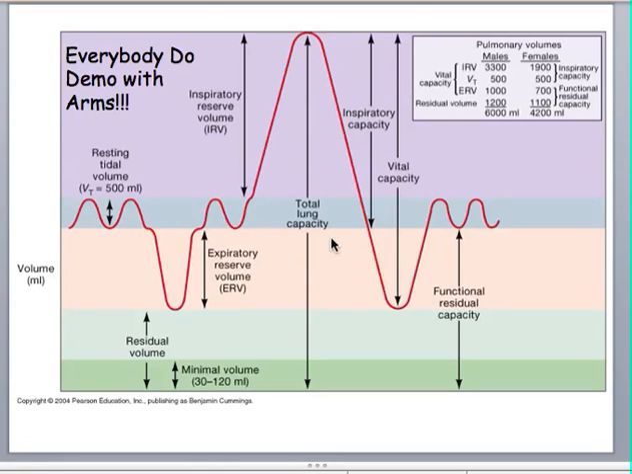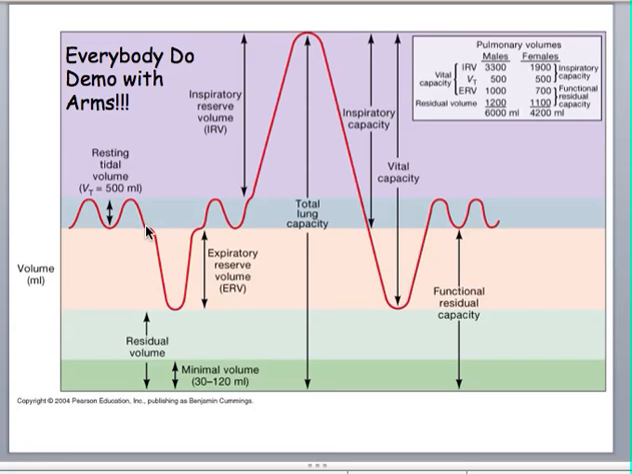Talking now about some respiratory or pulmonary volumes. And this is a graph showing you some of these volumes we're going to talk about here in just a second. We've got tidal volume, or V sub T. This is just resting tidal volume. You breathe in, you breathe out, you breathe in, you breathe out.